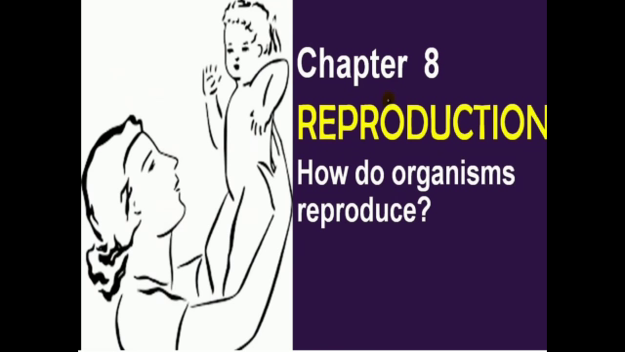Before we discuss the mechanisms by which organisms reproduce, let us ask a more basic question. Why do organisms reproduce? After all, reproduction is not necessary to maintain the life of an individual organism, unlike the essential life processes like nutrition, respiration, or excretion.